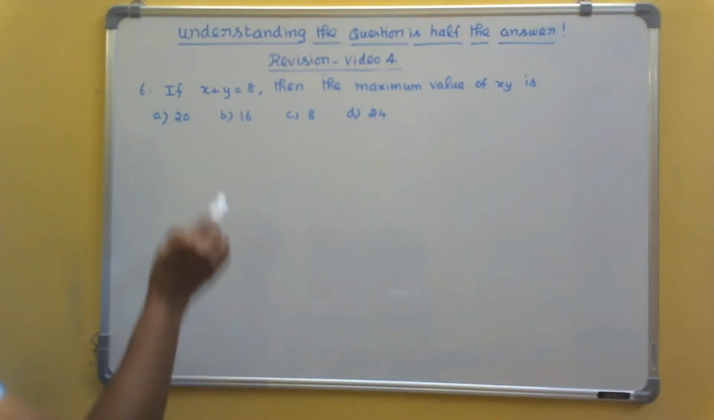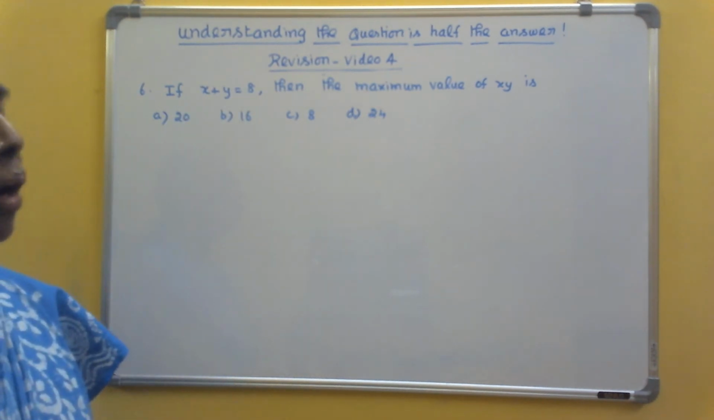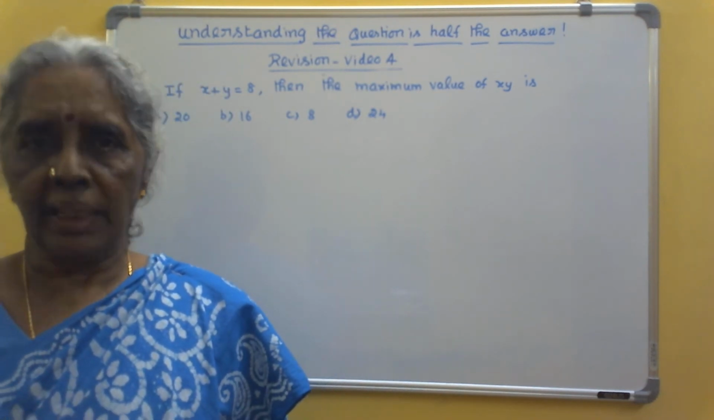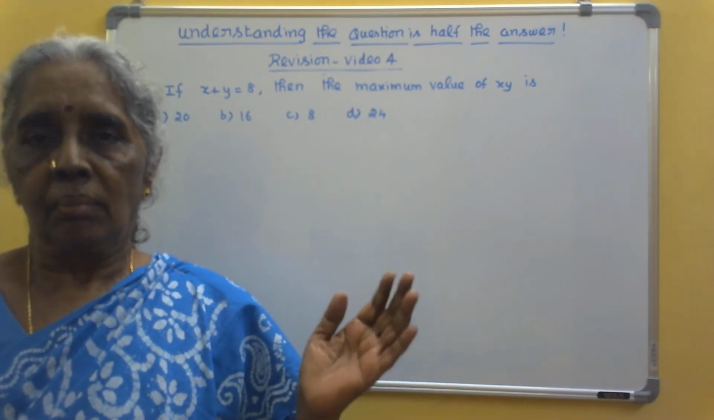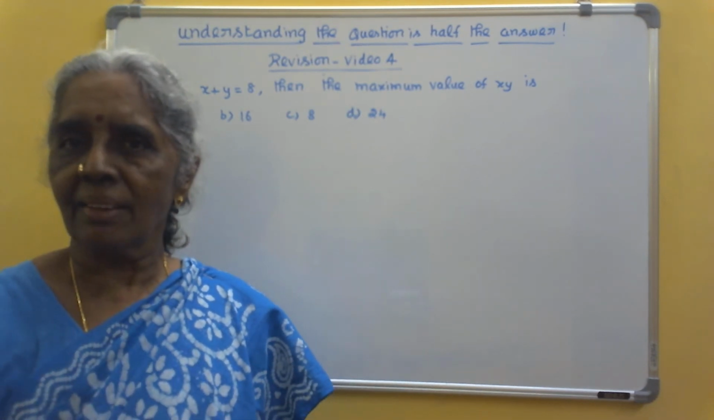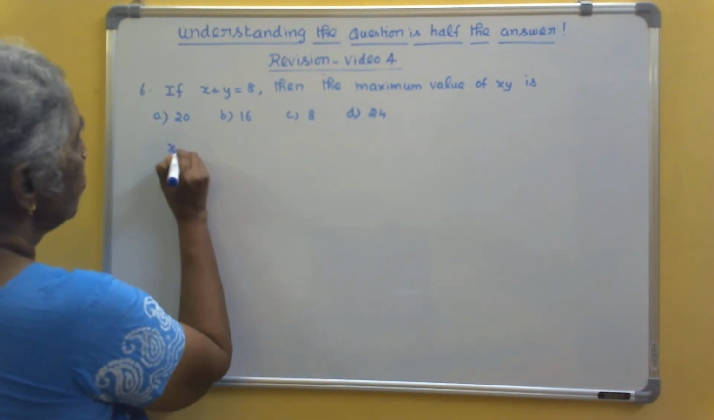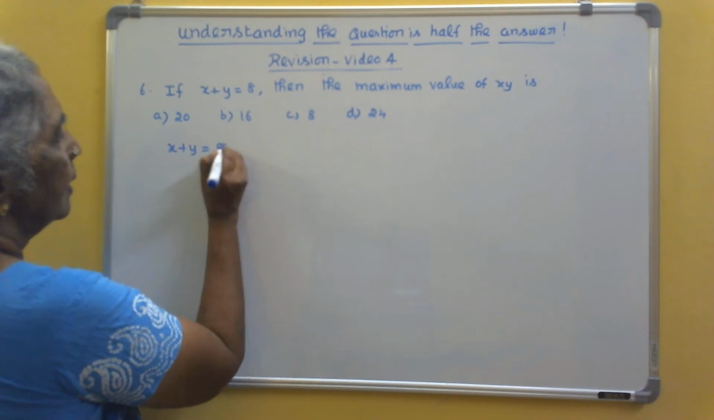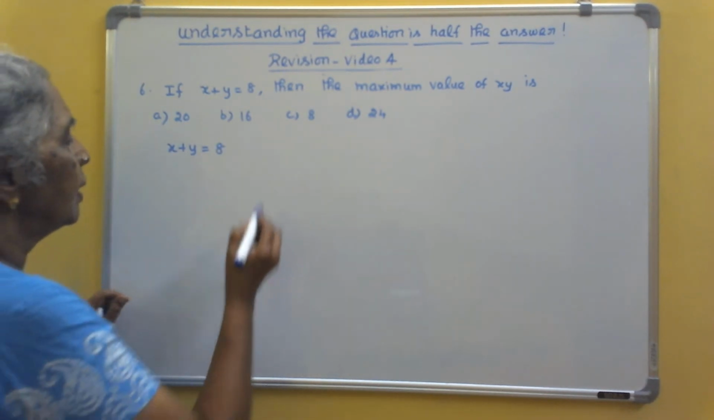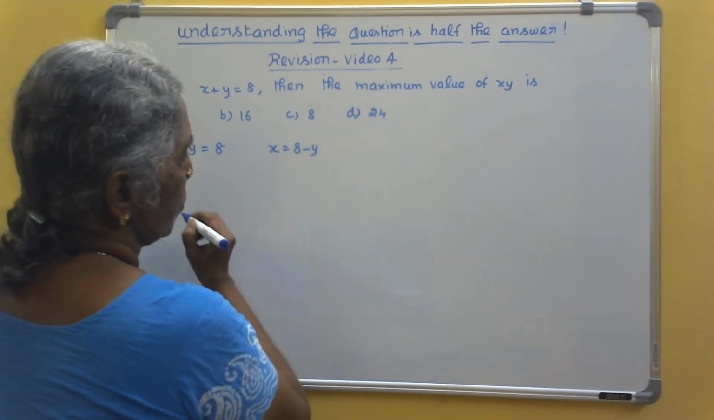Sixth one: if x plus y is equal to 8, then the maximum value of xy is. Similar sums you have in your textbook also. But anyway, sometimes the complicated sums you may solve and the simple sums you may be getting stuck at some point. So, let us do this. Here it is given x plus y is equal to 8. Since we have two different variables, let us convert one in terms of the other. So, I get x is equal to 8 minus y.